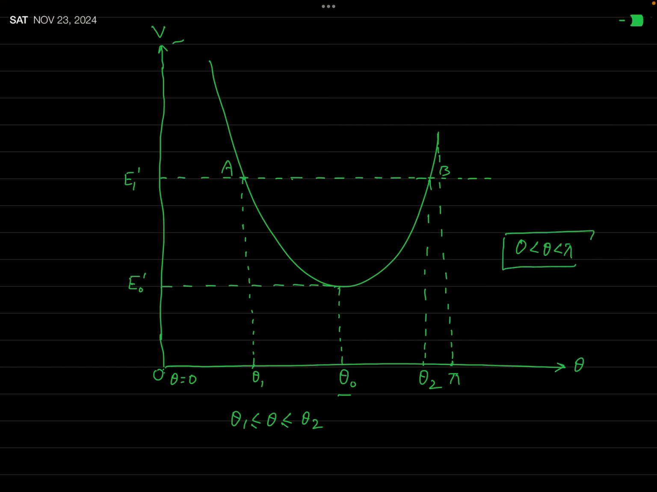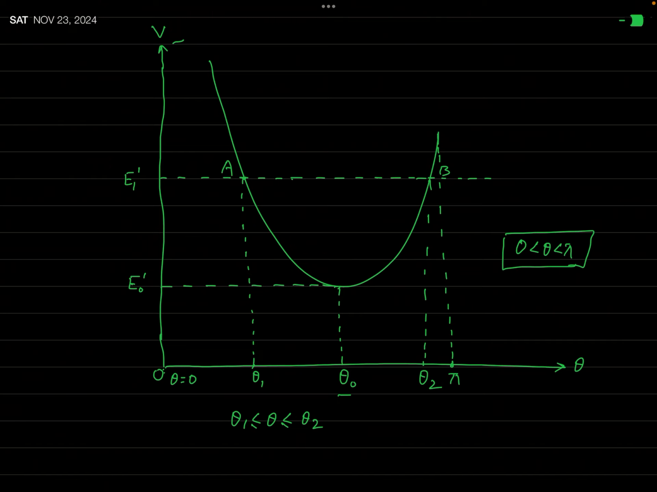This is the physically accepted range for theta in which the physical solution of this equation can be obtained. As you can see, when theta is 0, then the tangent to this curve will be parallel to the V-axis, and when theta is pi, then again this tangent is parallel to this V-axis, and therefore at these two values of theta, V becomes infinite.